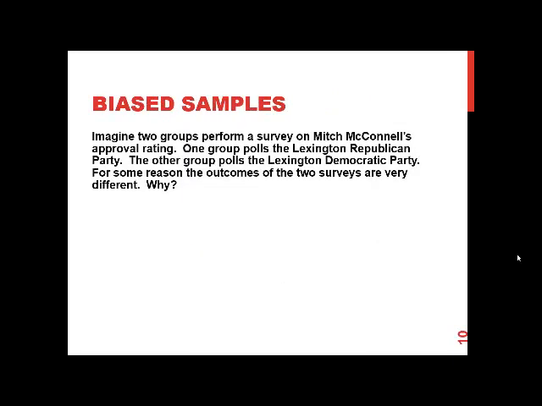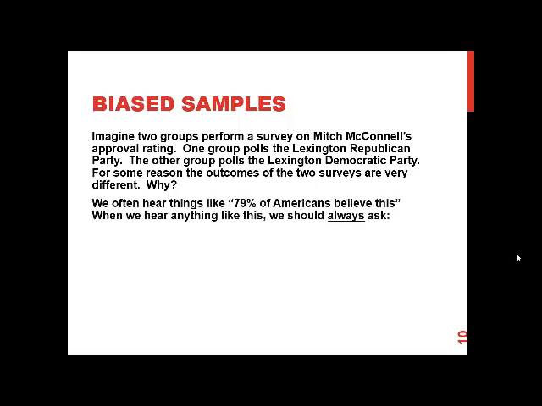So, let's imagine two groups performing a survey on Mitch McConnell's approval rating. One group polls the Lexington Republican Party. The other group polls the Lexington Democratic Party. For some reason, the outcomes are different. I wonder why. Do you think that those samples were unbiased? Somehow I don't think that either one was unbiased.